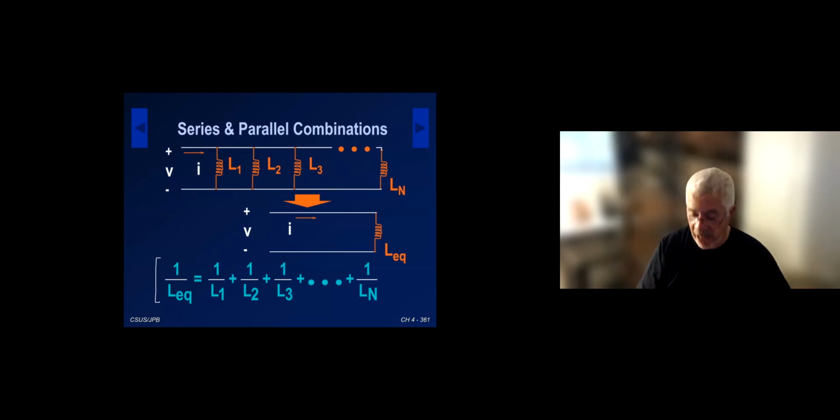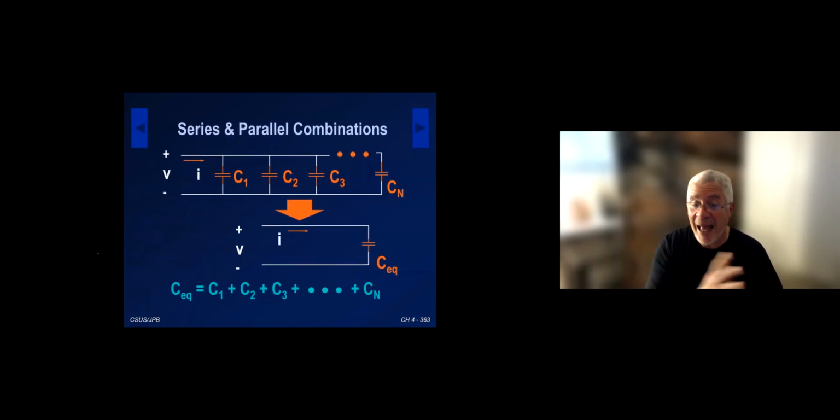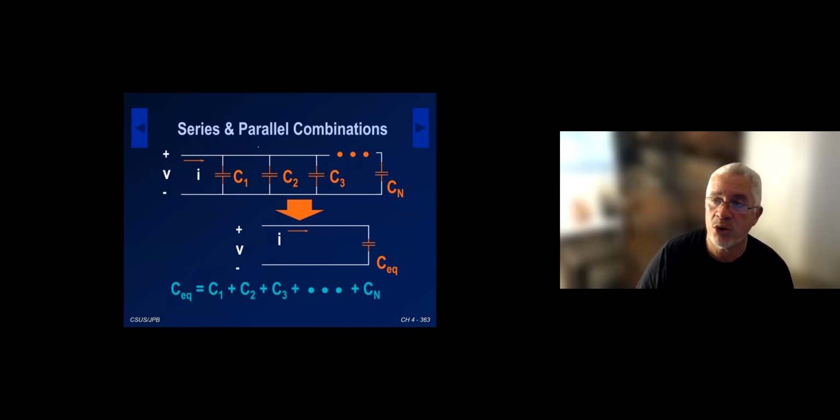Capacitors follow the exact opposite. When they're in series, you use the parallel formula for resistors to get an equivalent capacitance. And if they are in parallel, we essentially add them. They follow exactly the opposite rule of combination of resistors. We add them when they're in parallel. Just add the capacitances to get an equivalent capacitance. Okay, so that's where we are.